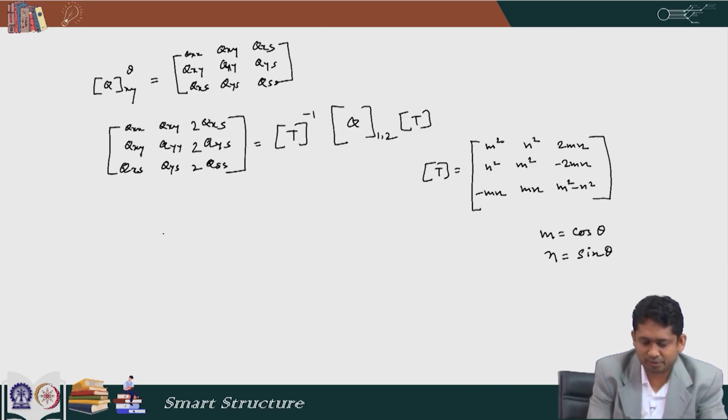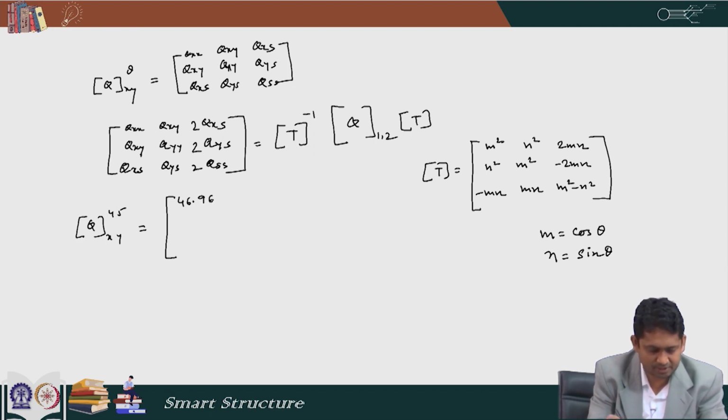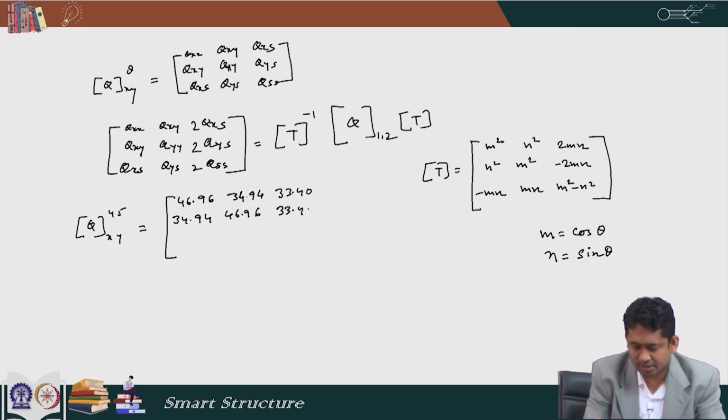So, if we apply theta equal to 45, the matrix comes to be 46.96, 34.94, 33.40, and then we have 34.94, 46.96 and again 33.40, and the matrix is symmetric.